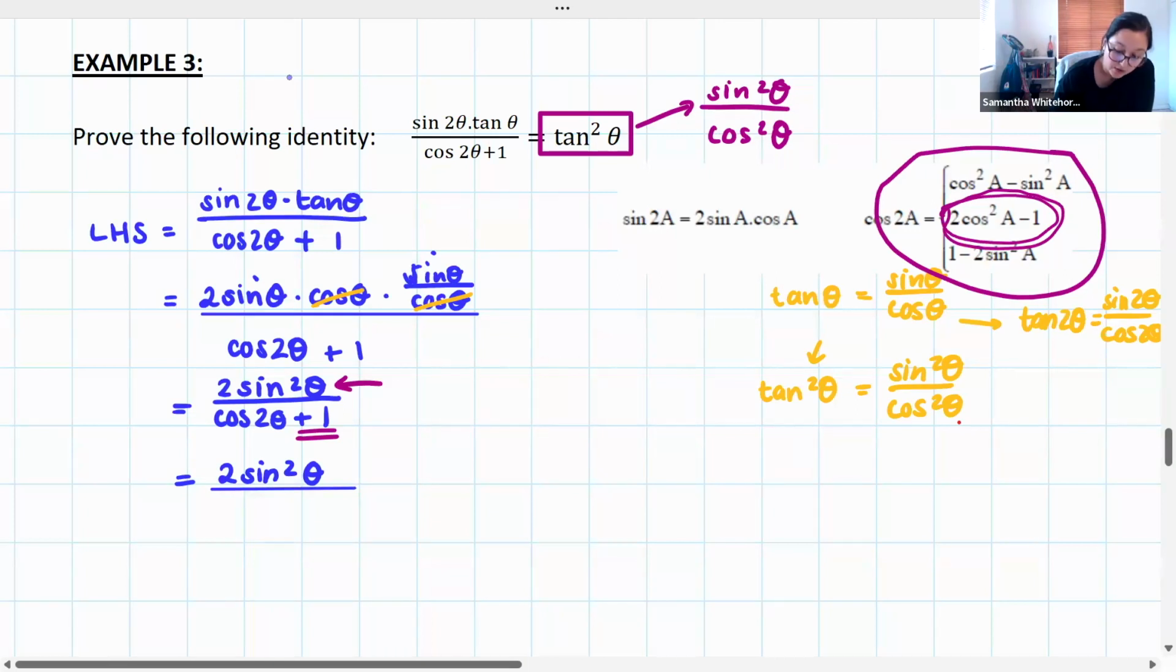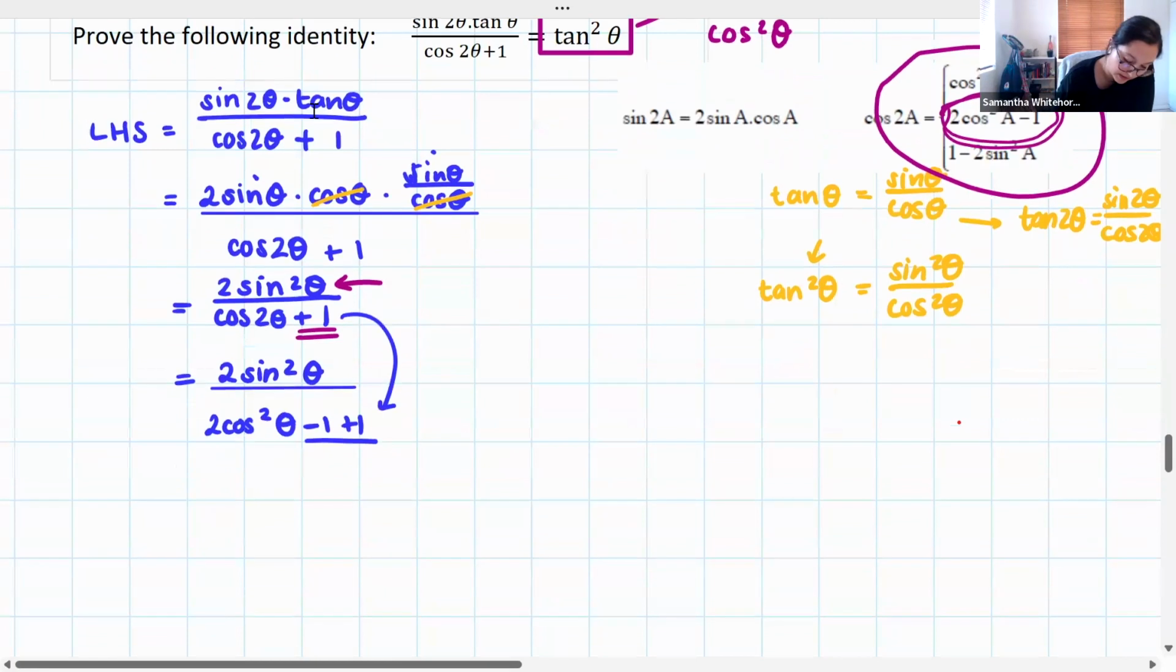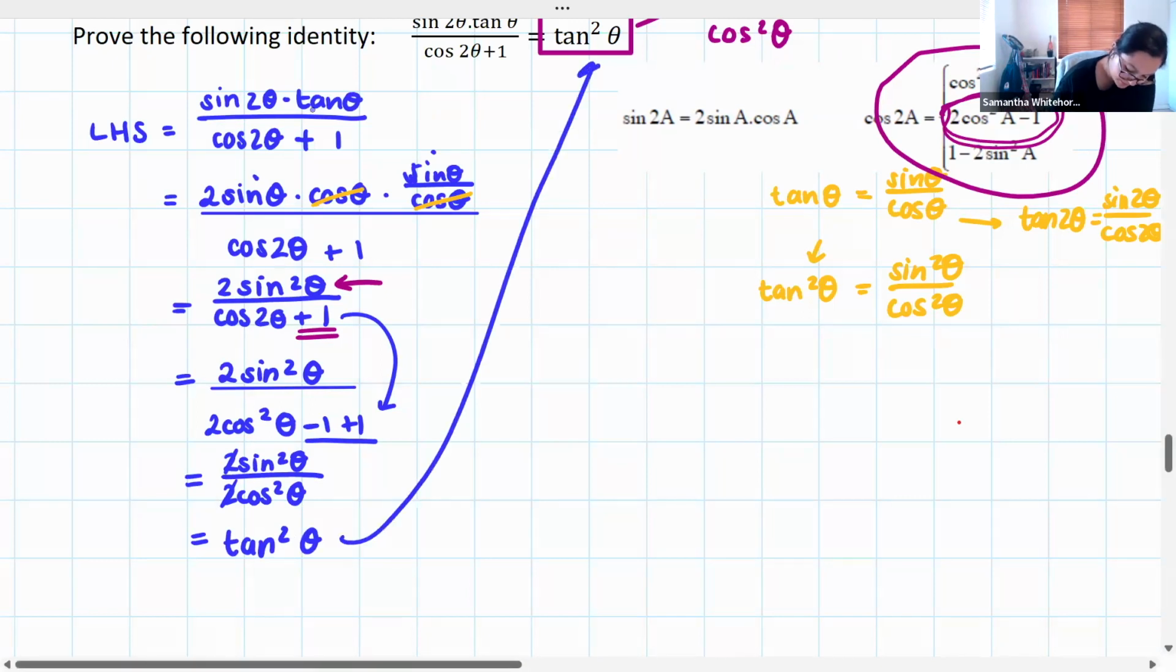So that cos double angle, I'm now going to change to 2 cos squared theta minus 1, and then remember I still have the plus 1. Now minus 1 plus 1 go away. Okay, so those are gone. Don't need to stress about it anymore. This now leaves me with 2 sine squared theta over 2 cos squared theta. The 2's divide away. Sine squared divided by cos squared, I just said, is tan squared theta. You have just proven that this identity is true and that your left-hand side is equal to your right-hand side.